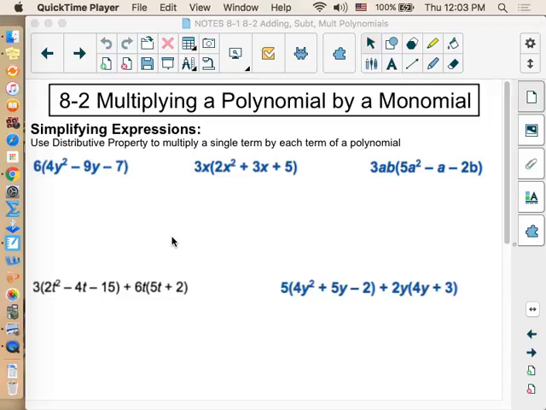Lesson video for 8.2, so find that page in your notes that looks like this, multiplying a polynomial by a monomial. You did a nice job on the material from 8.1 where you were learning to add and subtract expressions, and today we put that together with what you have from your exponent rules so that we can multiply expressions with a monomial, meaning a number or a term that's sitting out in front.